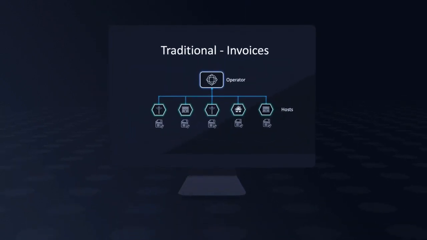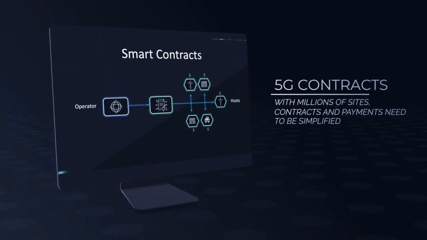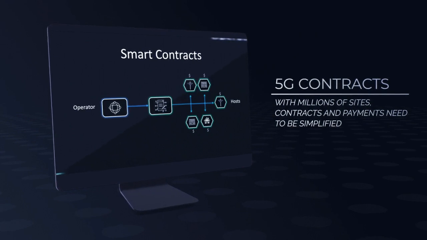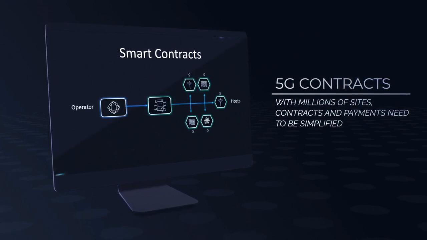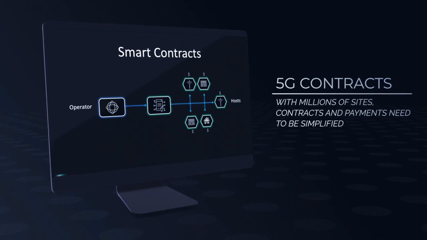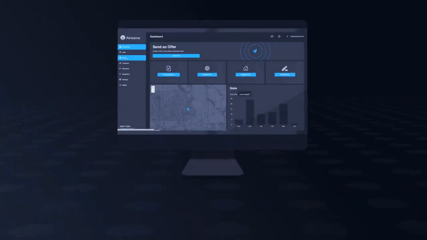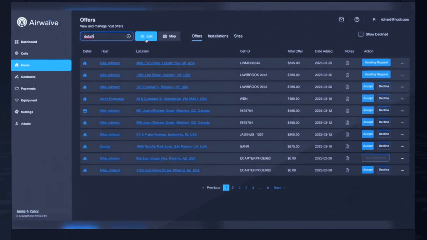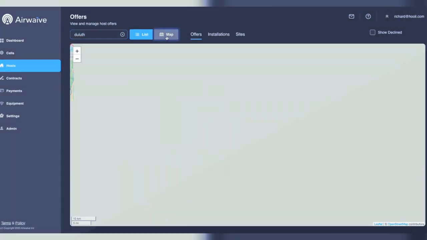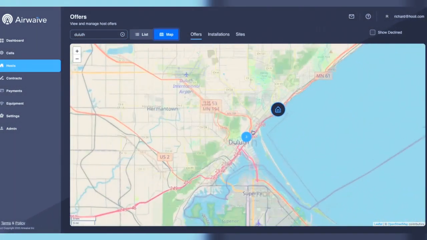And then there's the issue of contracts and payments. With millions of new sites with different owners and different processes, the industry needs to change to a system that simplifies this process. Smart contracts begin with the selection process. Let's look at hosts that have applied, either in list view or in map view.